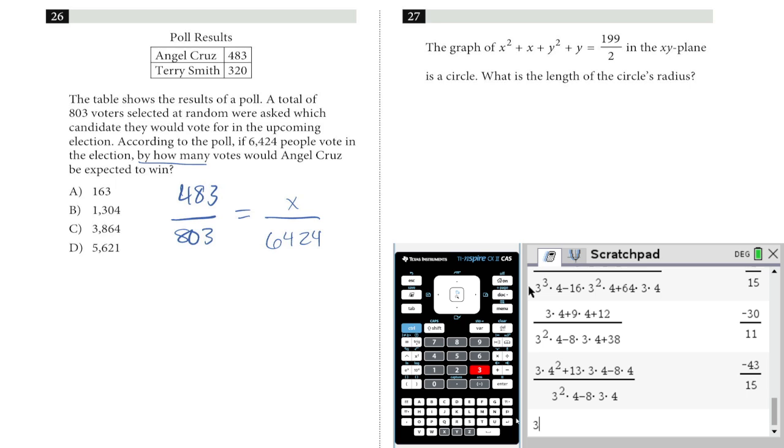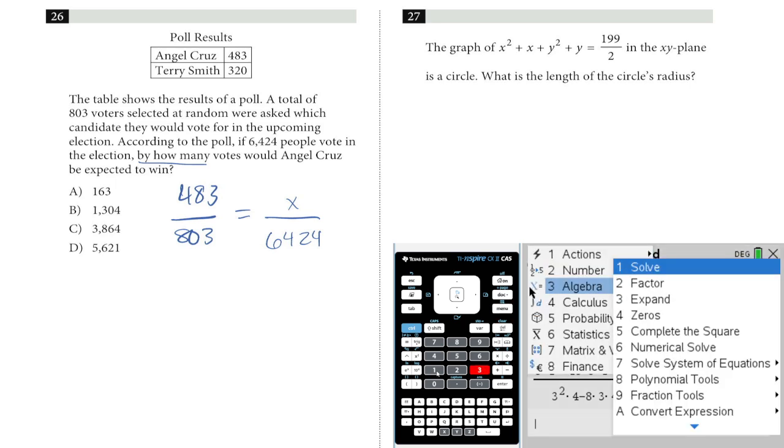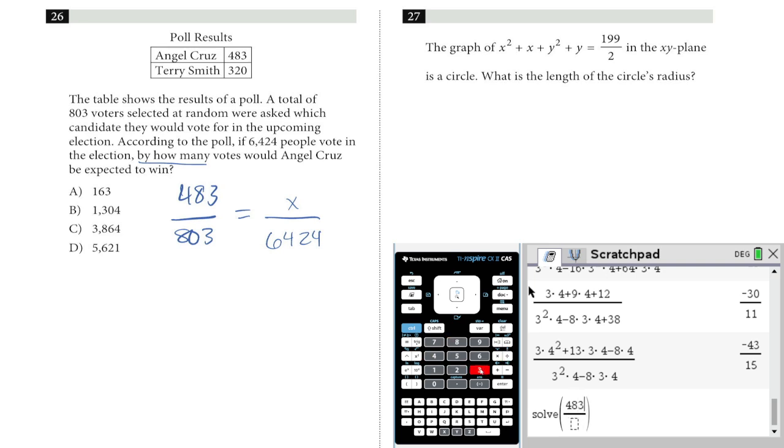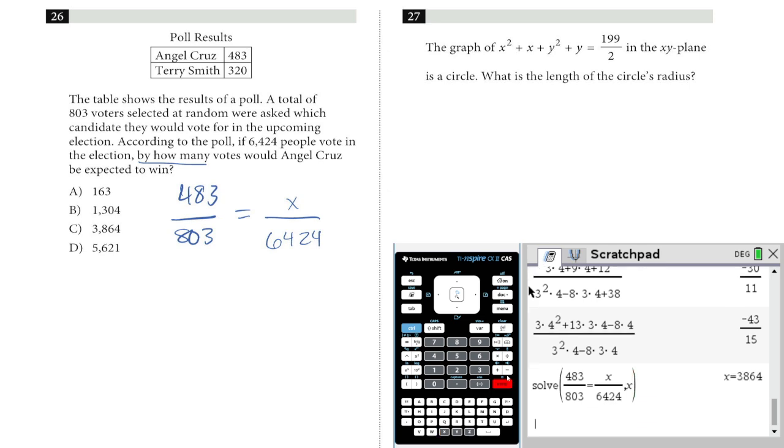So I can now bring up my calculator because I have an equation. So menu 3-1, control divide, 483 over 803 equals control divide x over 6424 comma x. And we get Angel Cruz won 3,864. So the mistake is people think that the answer is C.